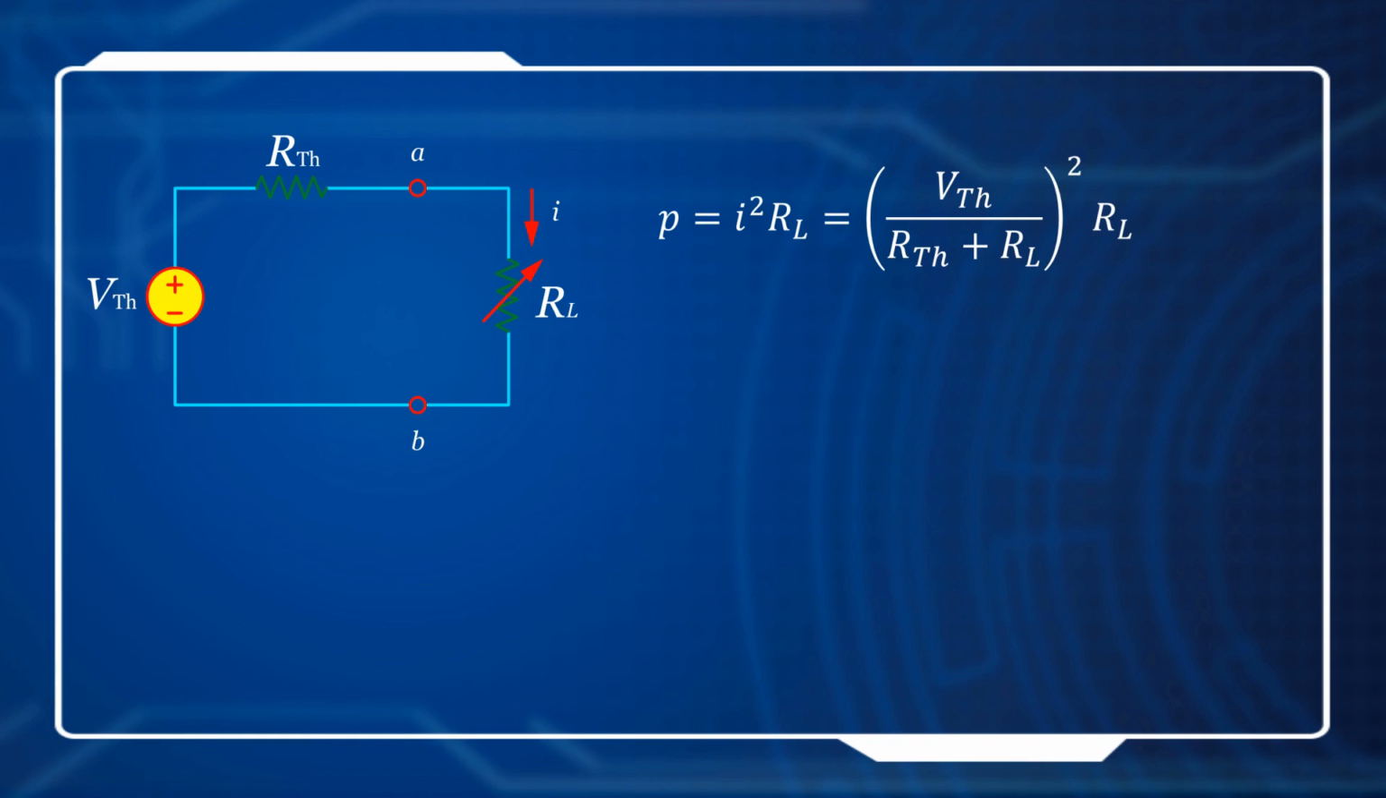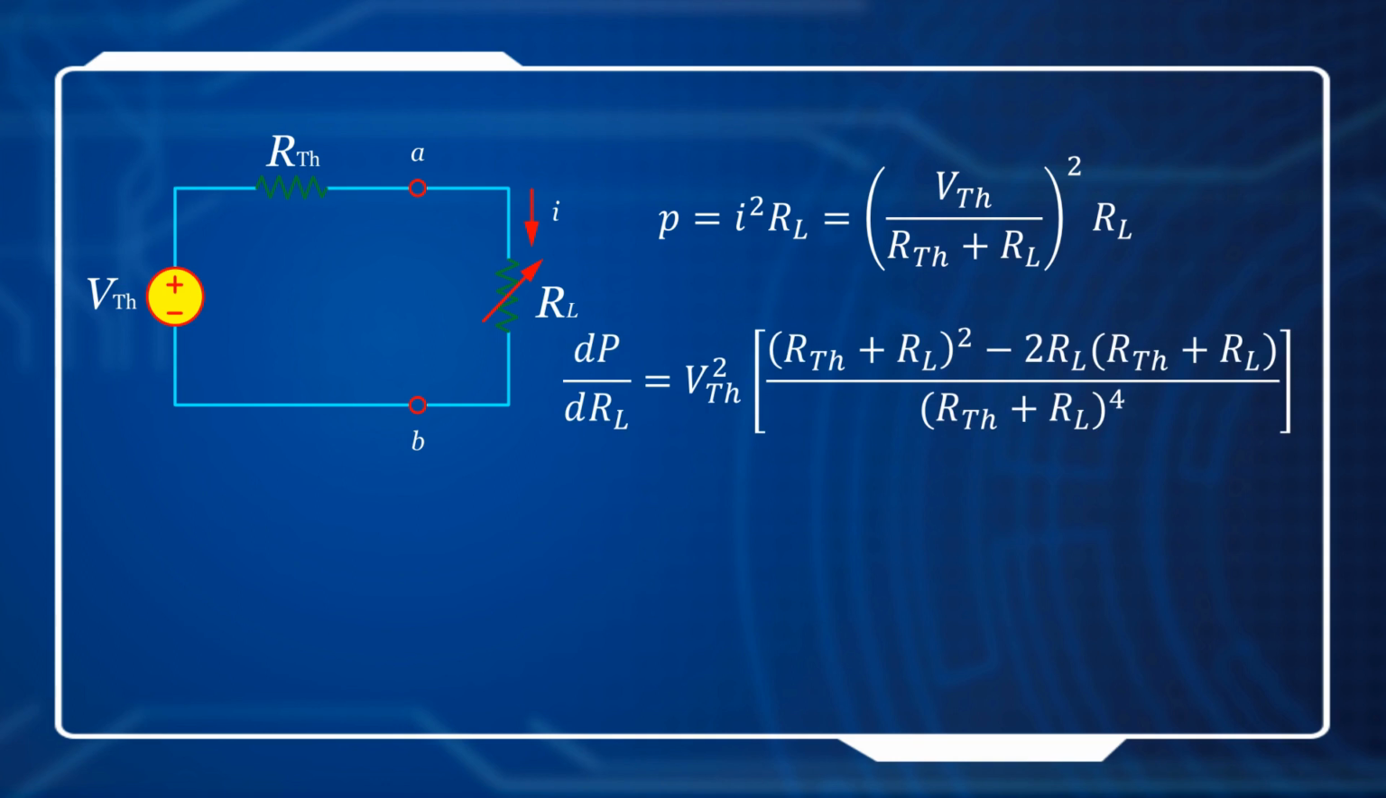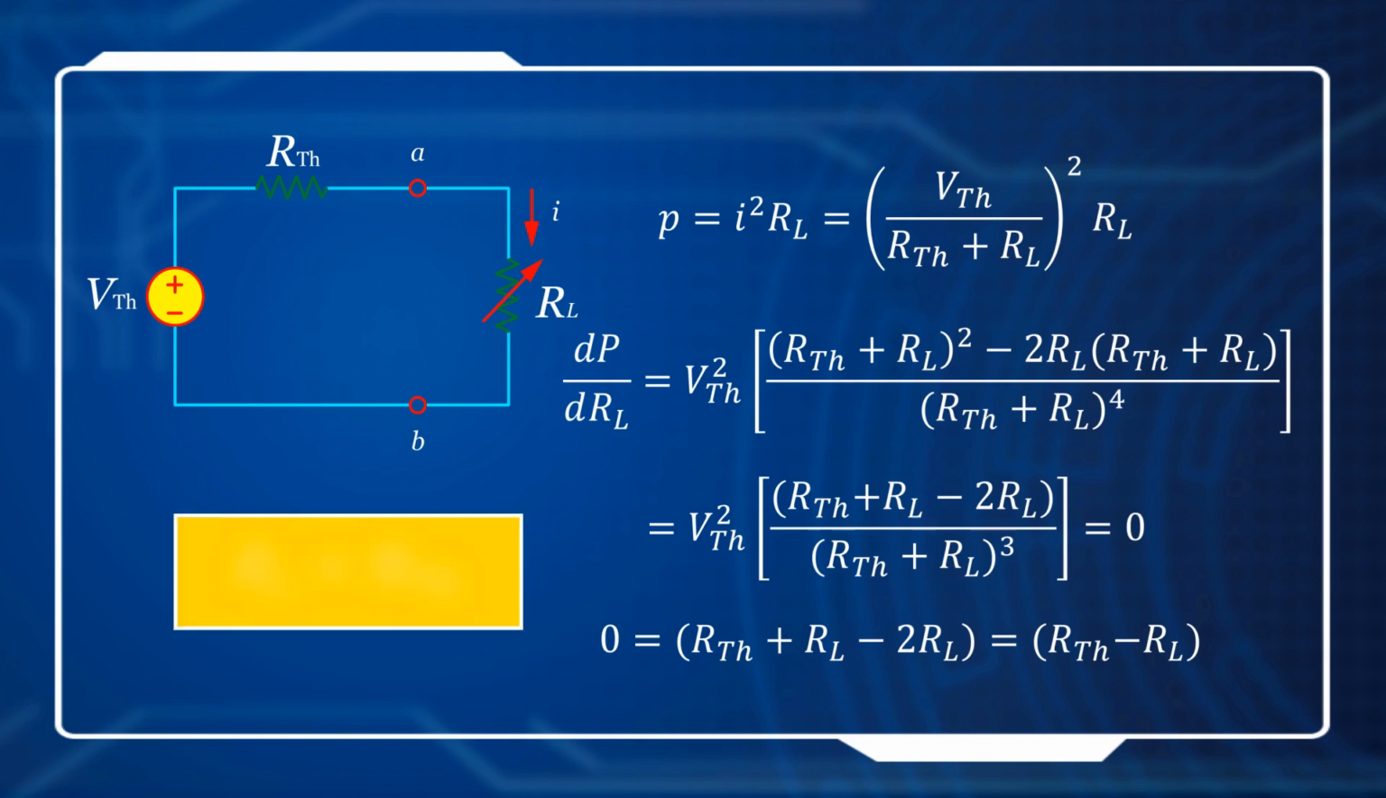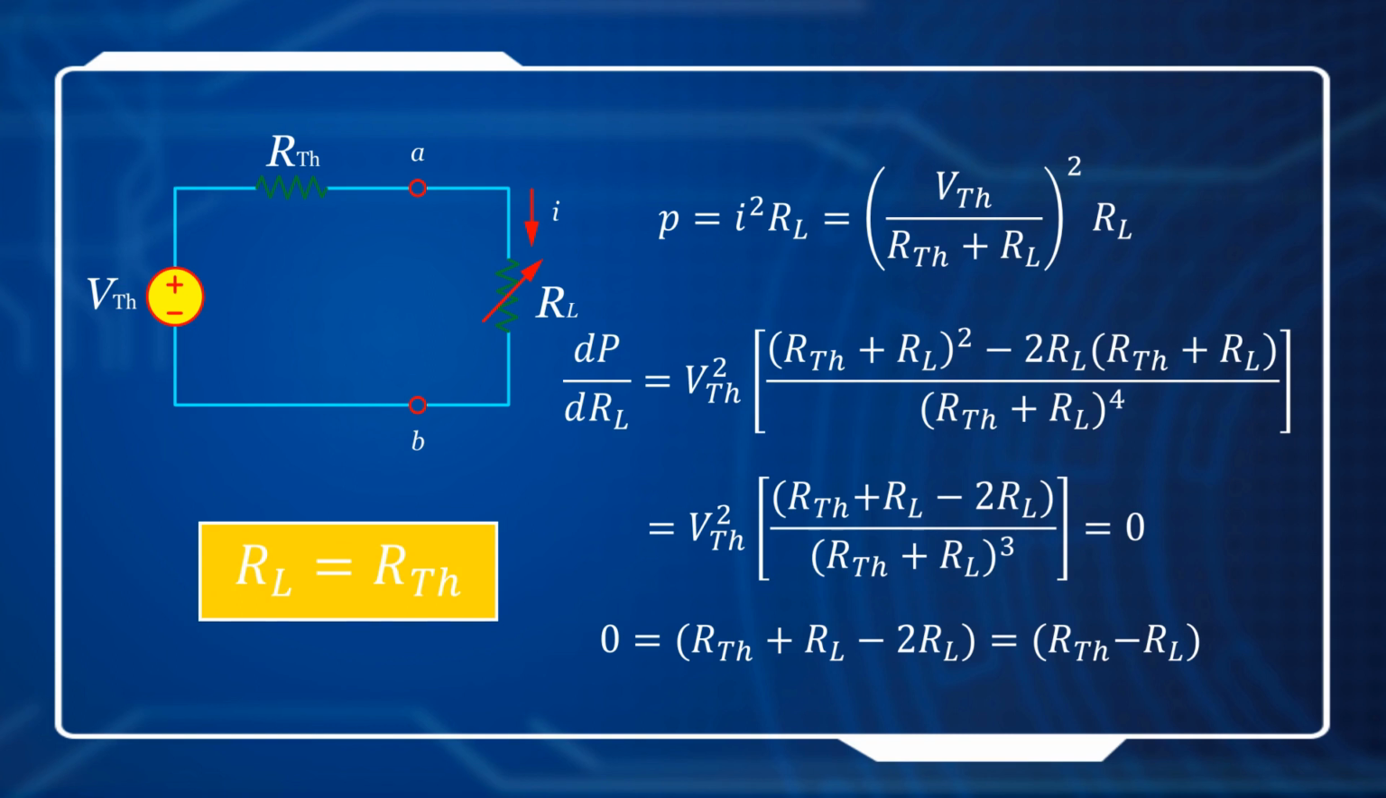So we find the derivative of P with respect to RL, and we let it equal 0. And then we get an answer: 0 equals RTh minus RL. That means RL equals RTh. So when RL equals RTh, RL gets the maximum power.